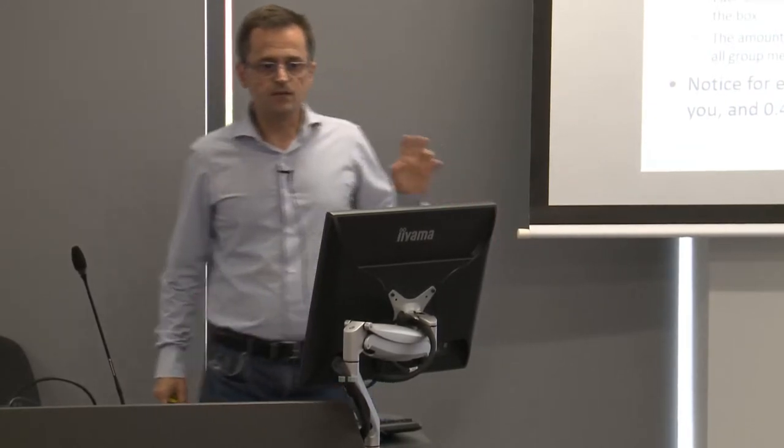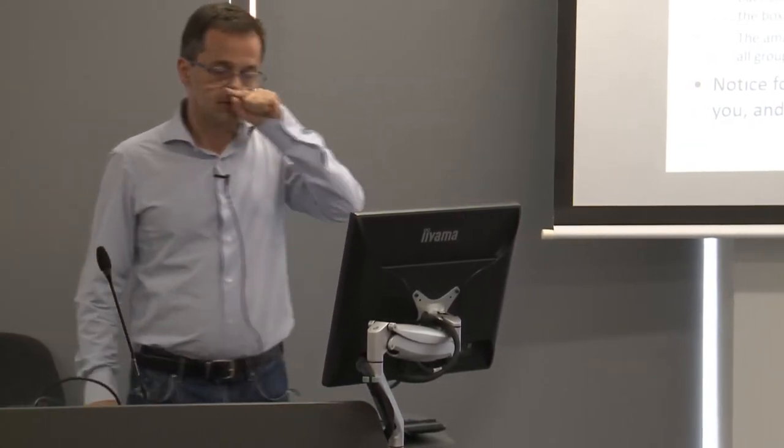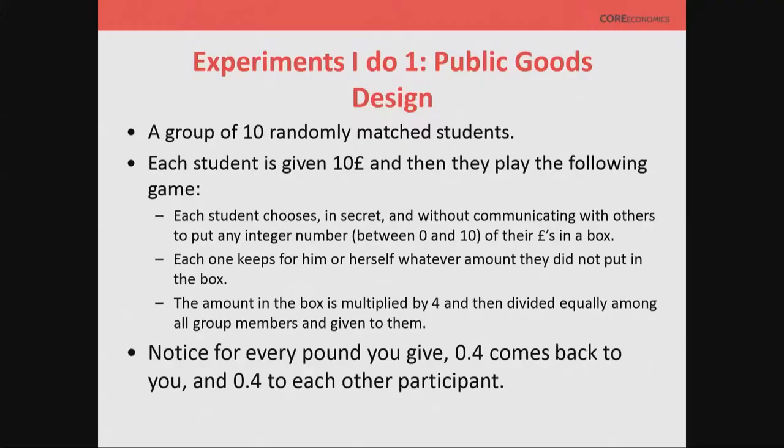Another experiment that I do is the public goods game. That comes a little later. I think it's already in unit 4. And the design is relatively simple. If you had a small group, you could have, let's say, a group of 10 randomly matched students. I do it in a big group, with the full 350.